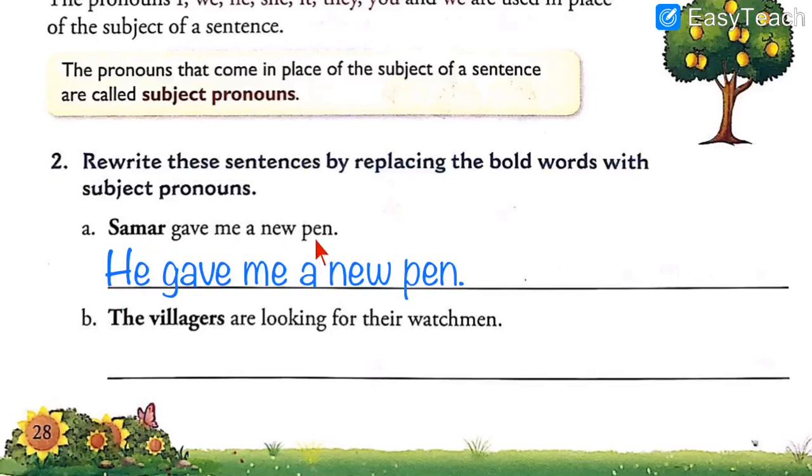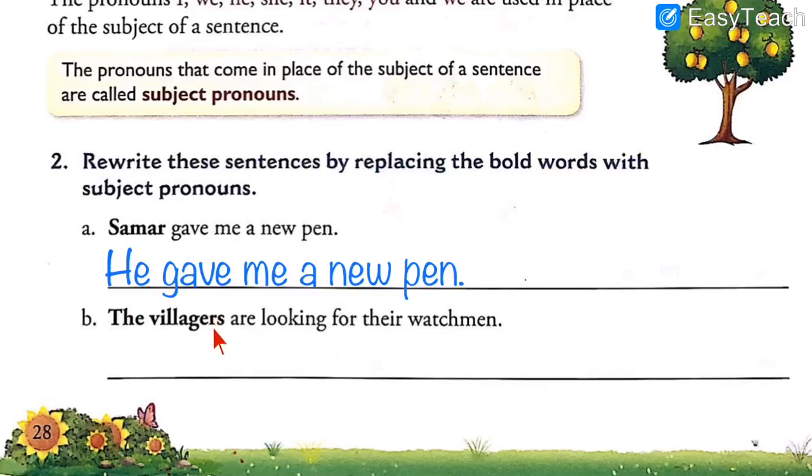Samar gave me a new pen. He gave me a new pen. See, gave me a new pen is as it is. Instead of name, I have used he. So I hope you have written answer number 1. Number 2, the villagers are looking for their watchman. The villagers are looking for their watchman.